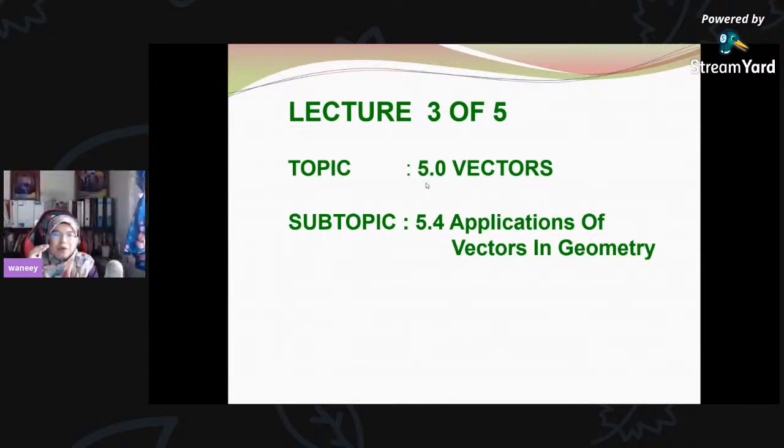So now 5.4, the application of vectors in geometry. We can actually divide them into two. The first one is the line, equation of the line, and then equation of a plane. So line and a plane. Today we are going to do something with the line first, and then tomorrow I think we have something to do with the plane. So today only about the line.